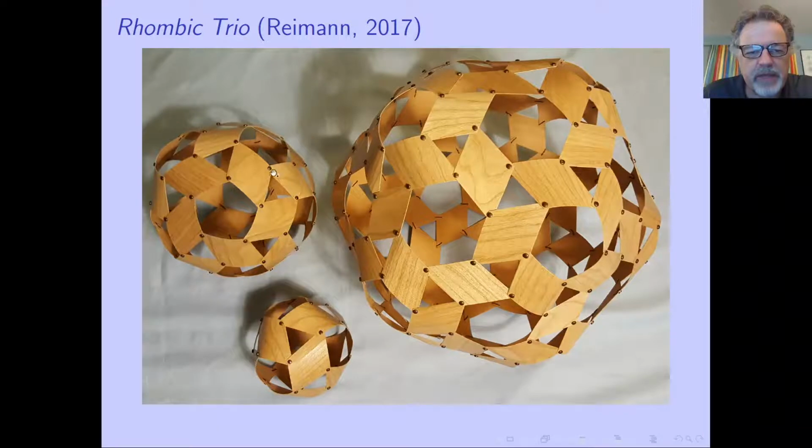The replacement of the edges doesn't necessarily have to be a square. In this case, we see that this particular unit is a rhombus, and so you can get some interesting forms by replacing the edges with rhombic tiles.